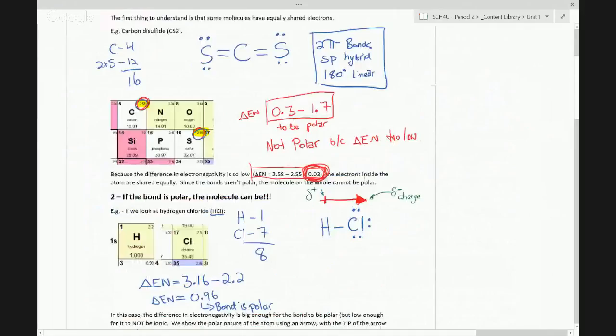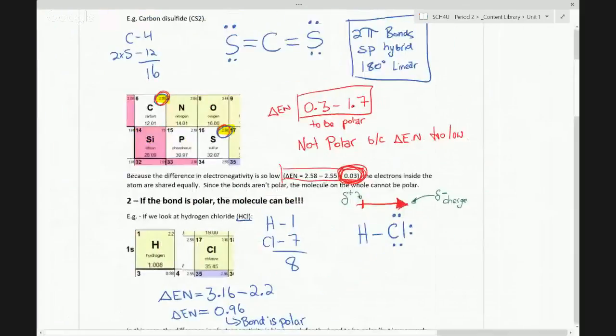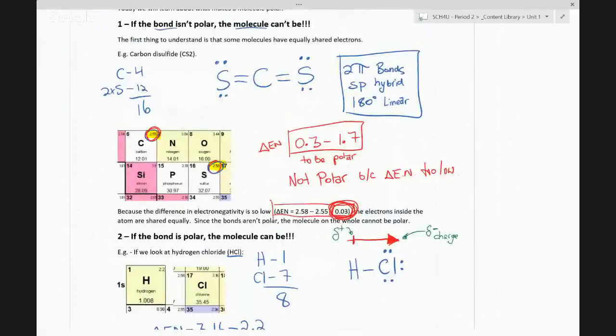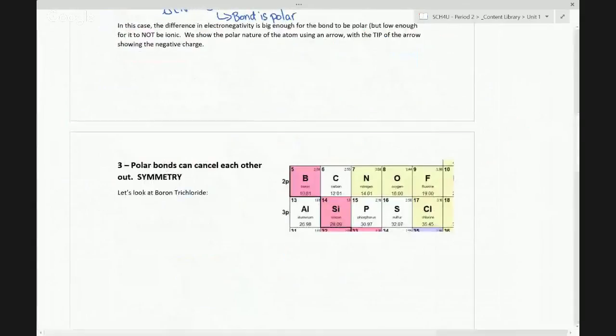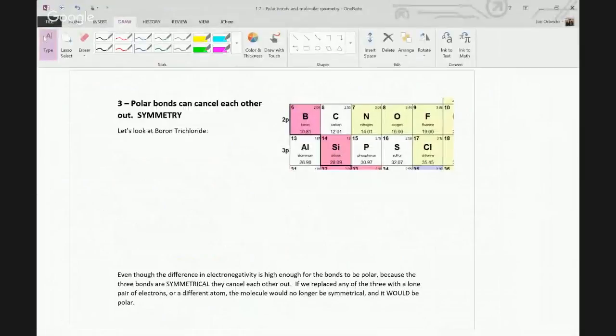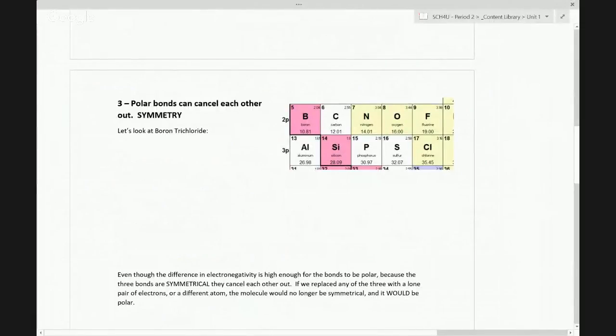So up until now, we've always said that it's either the difference in electronegativity is low, in which case it's not polar, or it's big enough that it is polar. What I want to show you today is that these dipoles can cancel each other out. And the first thing I want to look at is boron trichloride. So in this case, we have boron and 3 chlorines.